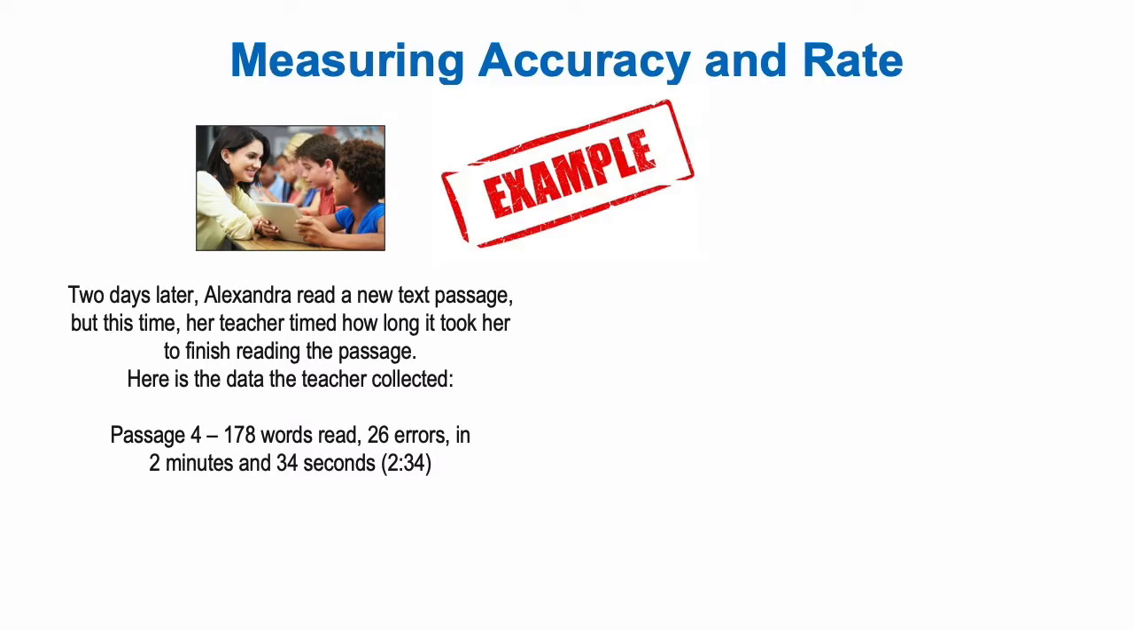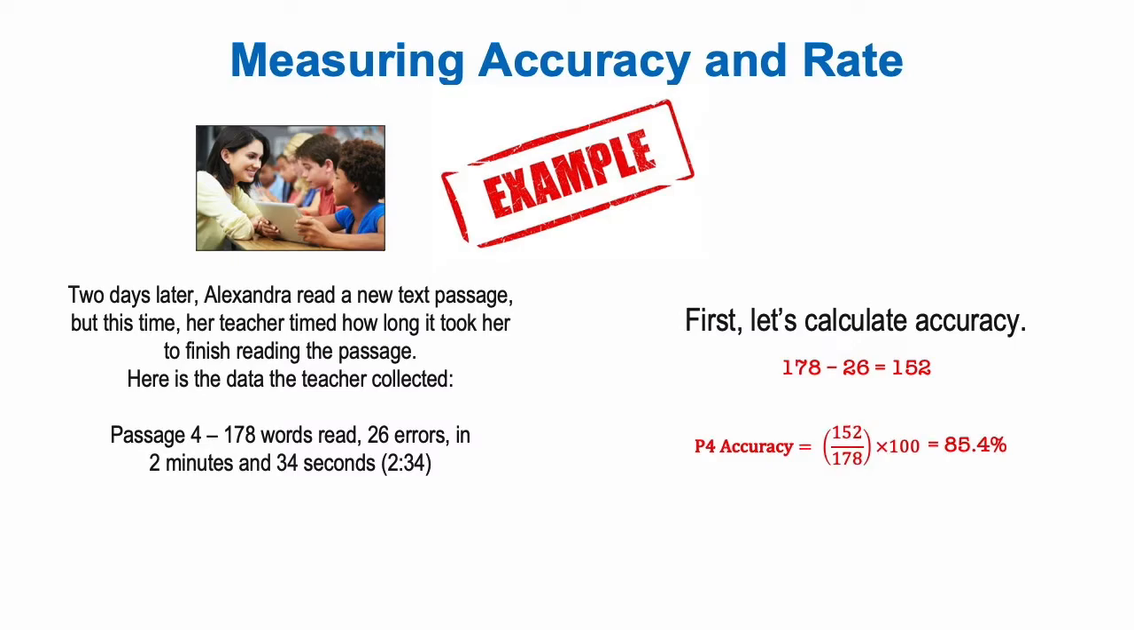Let's try this once more with a new text and new data. 2 days later, the teacher assessed Alexandra again with a new text. This time, she did not stop Alexandra after 1 minute, but timed how long it took her to finish reading the passage. First, we need to know how many words she read correctly, so let's figure out her accuracy for that text. Subtract the number of errors from the total number of words that she read, in this case, the total number of words in the passage, and we get 152 words read correctly. So Alexandra's accuracy on that passage was 85.4%. Based on that, the teacher probably needs to select a less challenging text for her to use next.